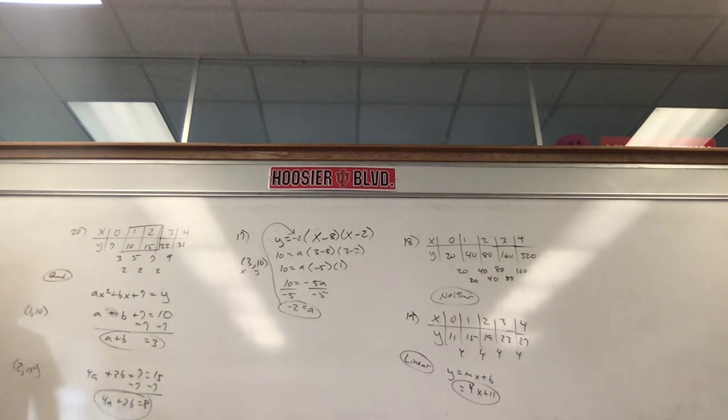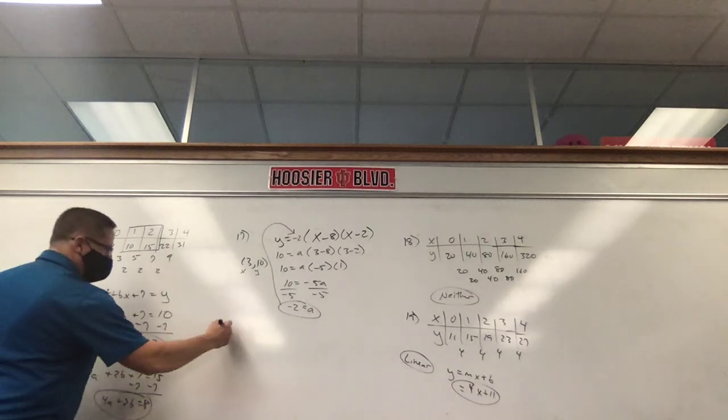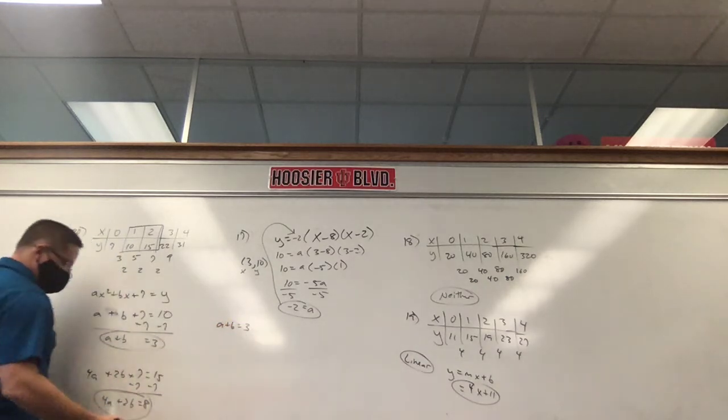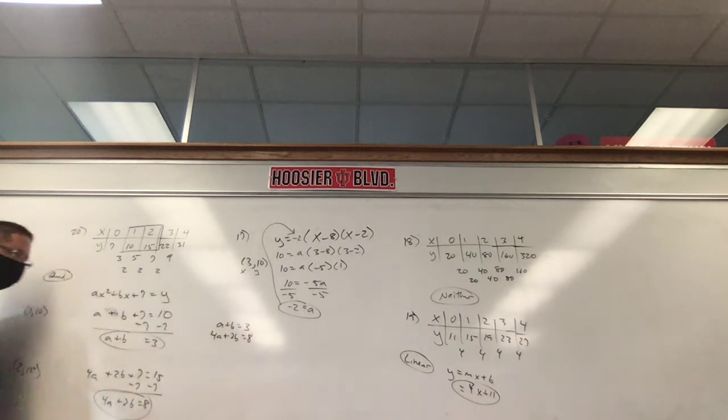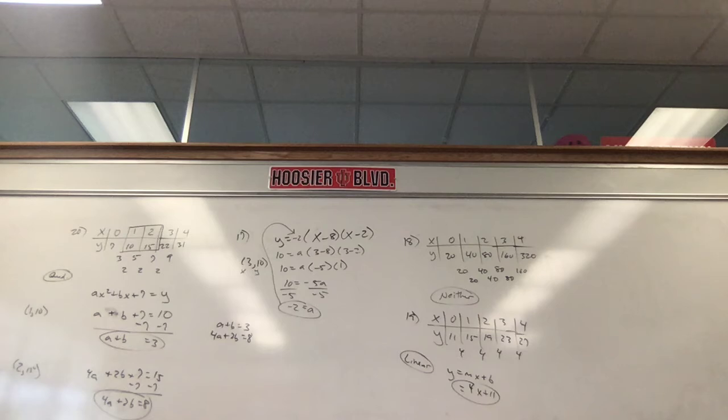I'm going to stack these on top of each other. a plus b is 3, and 4a plus 2b equals 8. We could add them up right now. We're not going to, because nothing's going to cancel. So what do you guys suggest we do? One of two things. Any ideas? Could multiply, yes sir.